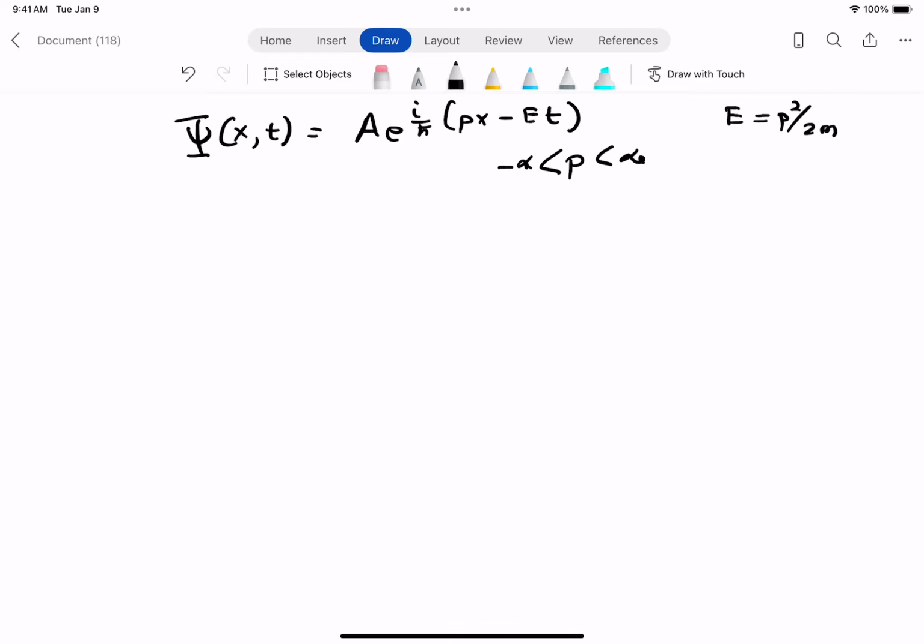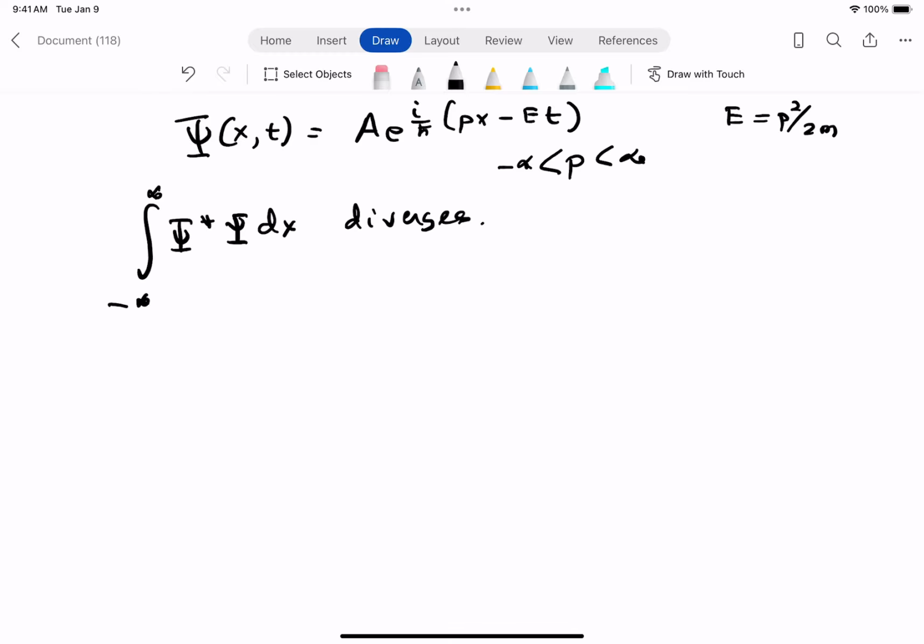The first is that the velocity of this wave does not seem to match the velocity of the particle. We'll deal with that later. But another problem is that this is not normalizable. So if you calculate the integral of psi star psi, then the exponential factors are going to cancel out and you're just going to be left with the integral of A squared dx, integrating from minus infinity to plus infinity, and so that would just be infinite. That diverges, and that's a problem.